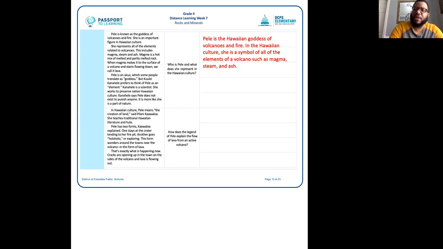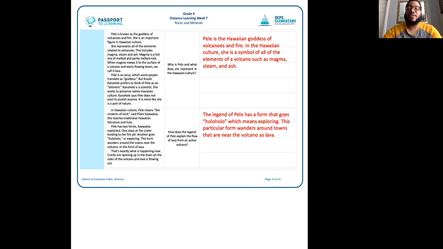So, how does the legend of Pele explain how lava flows from an active volcano? Well, they told us that the legend of Pele has a form that goes holo holo, which means exploring, right? So this particular form is the one that wanders around towns that are near the volcano as lava. So think about or envision Pele being this goddess and wandering around the towns that are near the volcanoes. That is the same way that lava flows. It kind of flows near towns that are near the volcano.